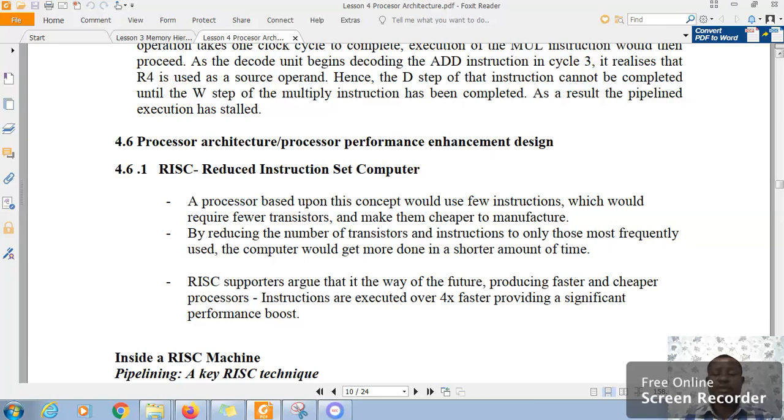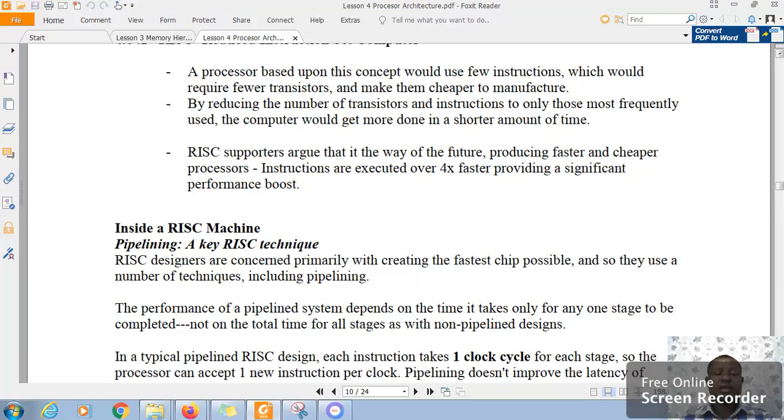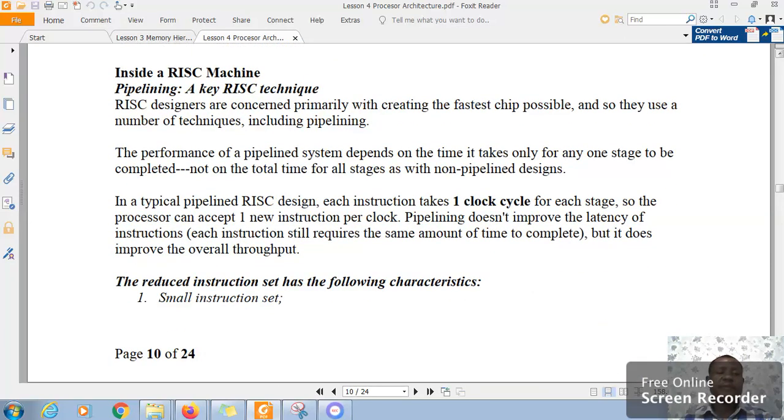If you want to view what happens within a RISC machine in pipelining, the idea of producing a faster chip means they have to use a number of techniques including pipelining. We know that the performance of a pipeline system depends on the time it takes for only one stage to be completed. In a typical pipeline RISC design, each instruction takes one cycle for each stage, so the processor can accept one instruction per clock. And of course, we had mentioned earlier that pipelining does not increase the speed, it increases the throughput.